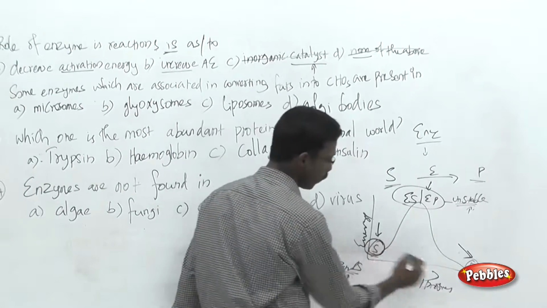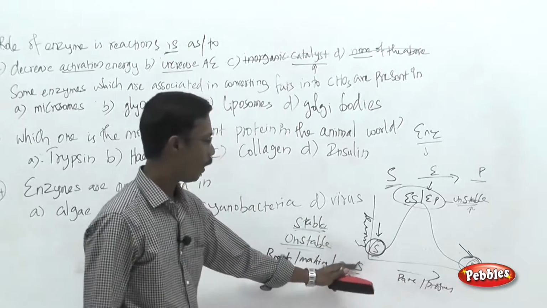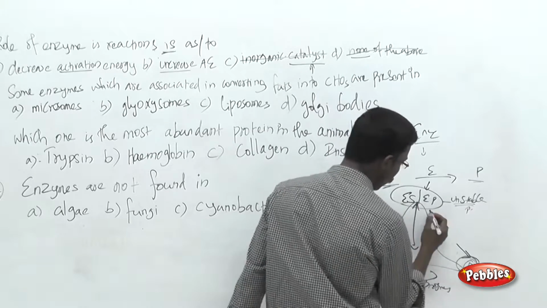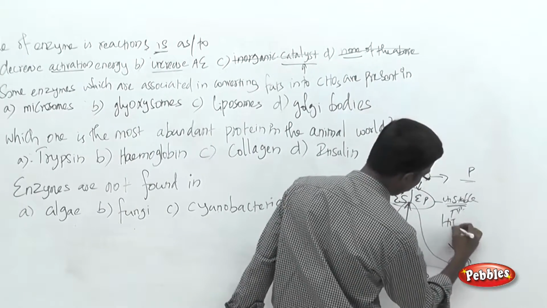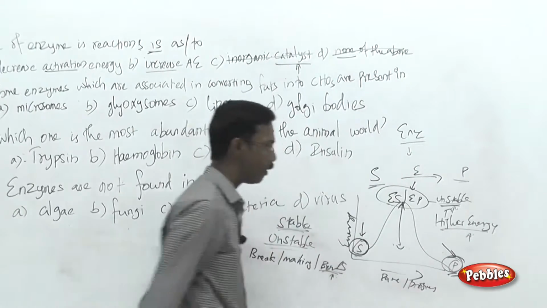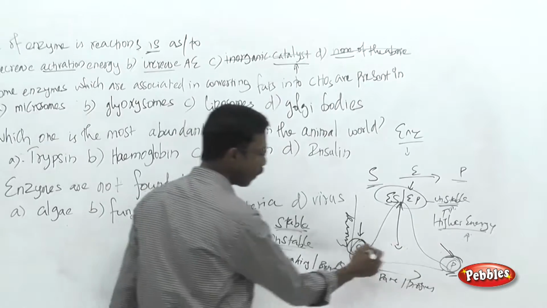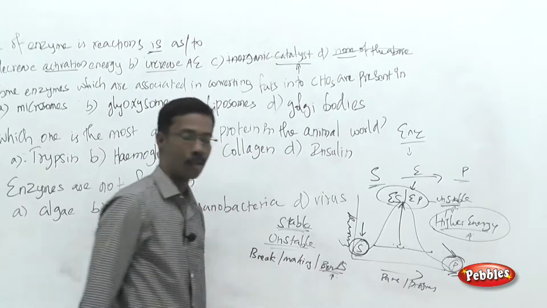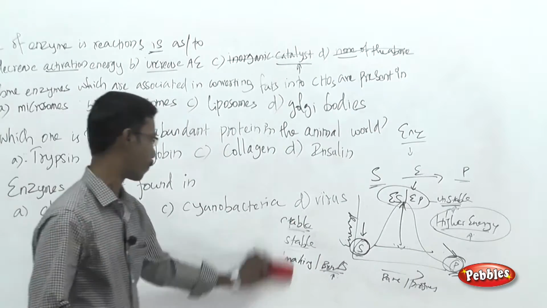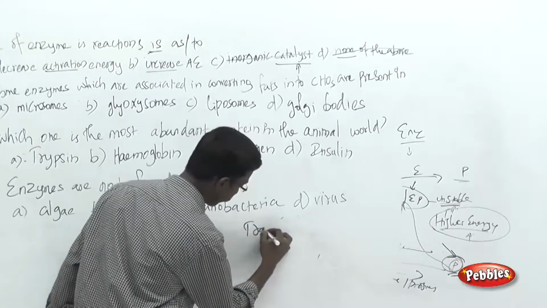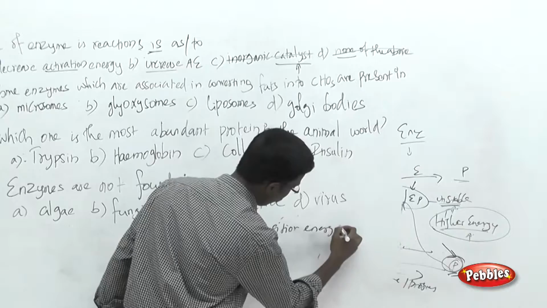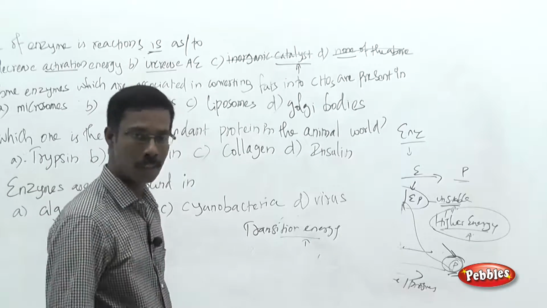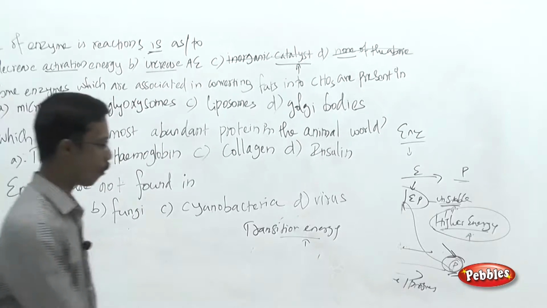Substrate and product are in a stable form, and the substrate has to transfer to the unstable form. I told you unstable means it has higher energy. To attain this higher energy state, the substrate needs some energy. That energy we call the transition energy. To attain the transition energy, it needs some activation, so we call this the activation energy. This is what you have to remember.